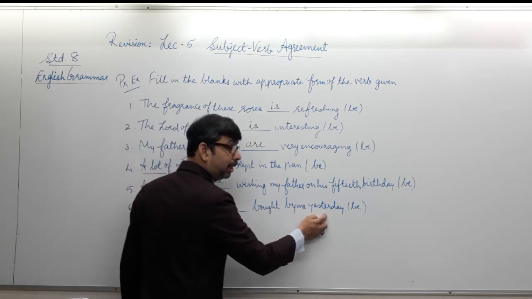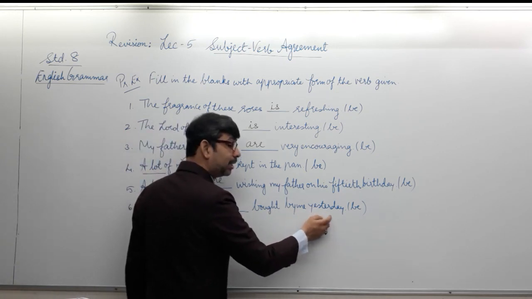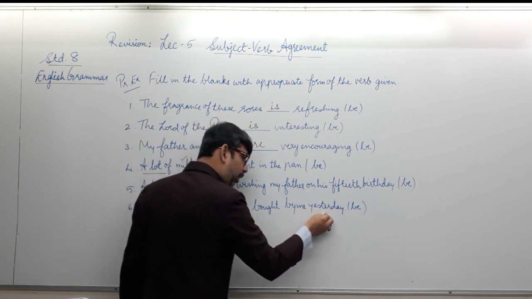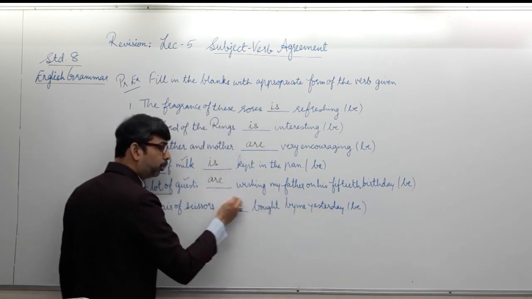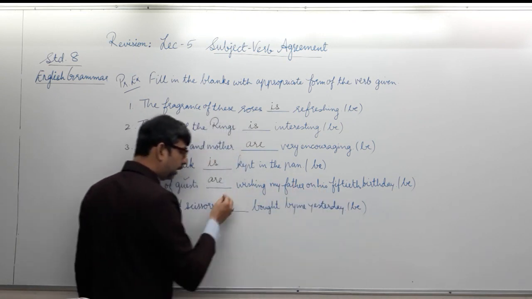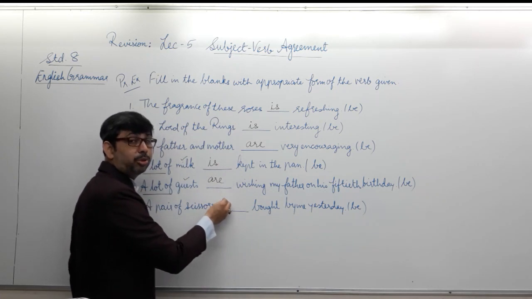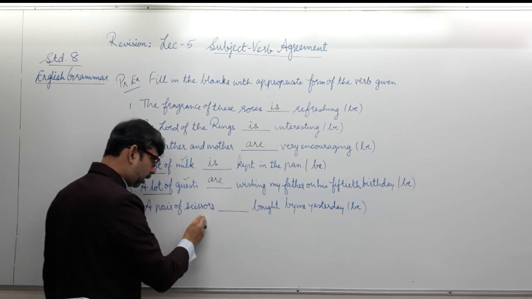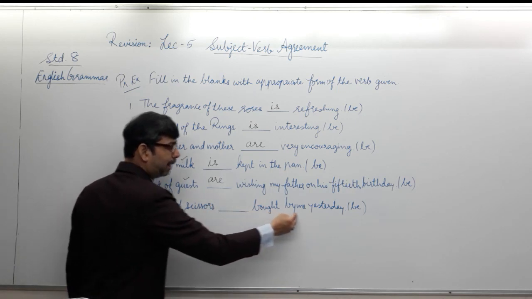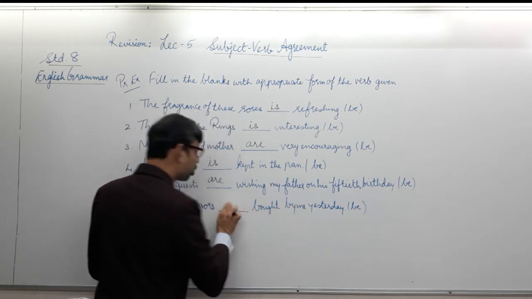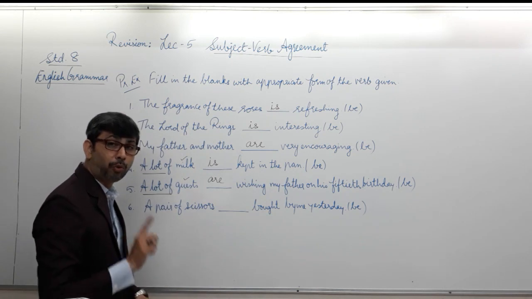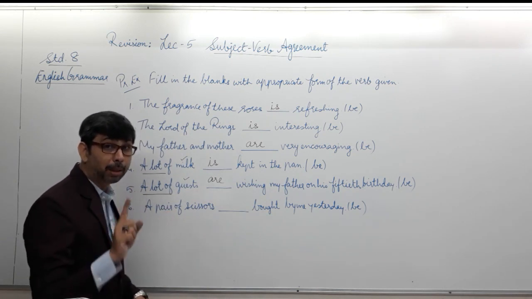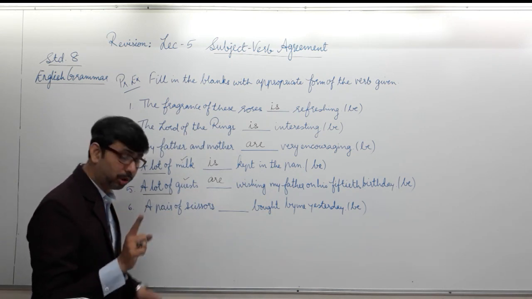But here we have something about the time factor, that is yesterday. So, when it is mentioned yesterday, we will not be able to use the member of the B family in the present tense. We will have to use it in the past tense compulsorily. A pair of scissors was bought by me yesterday. Therefore, the suitable verb over here is was in the past tense, but remember it is singular, not plural.